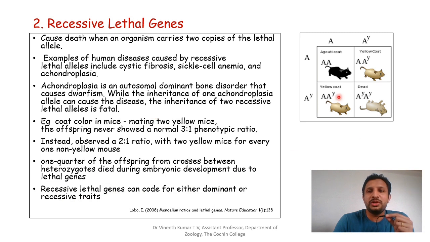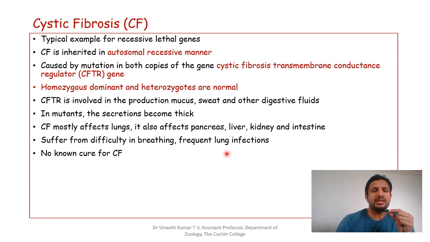The examples which we discussed, both the case with mice as well as achondroplasia, are examples of the recessive lethal gene coding for a dominant trait. So this is the example which is to be discussed in detail, which is cystic fibrosis. So cystic fibrosis is an example of a recessive lethal gene.